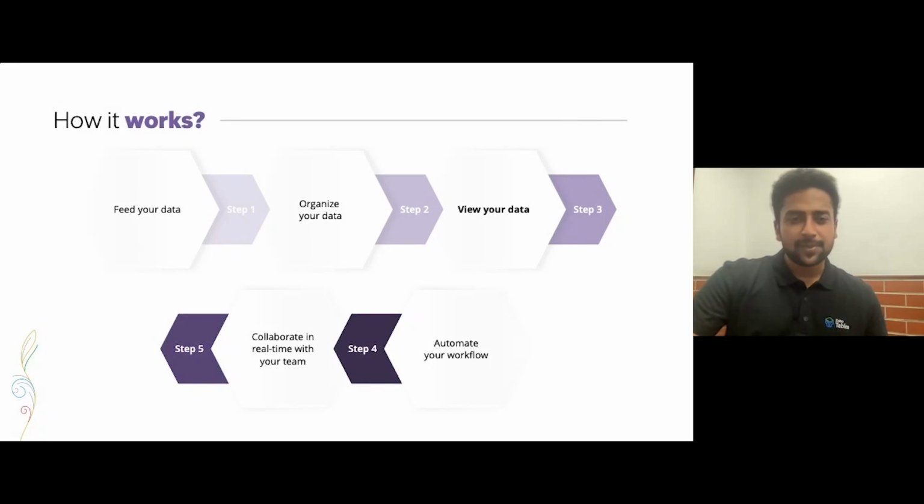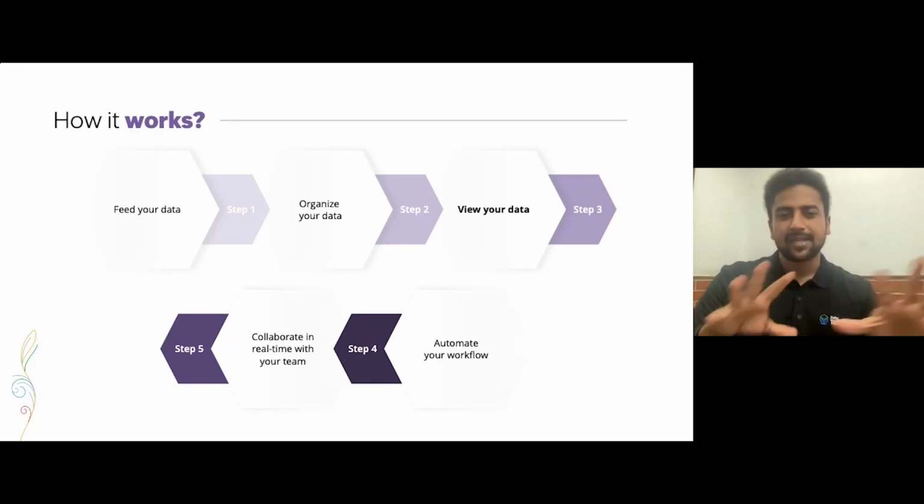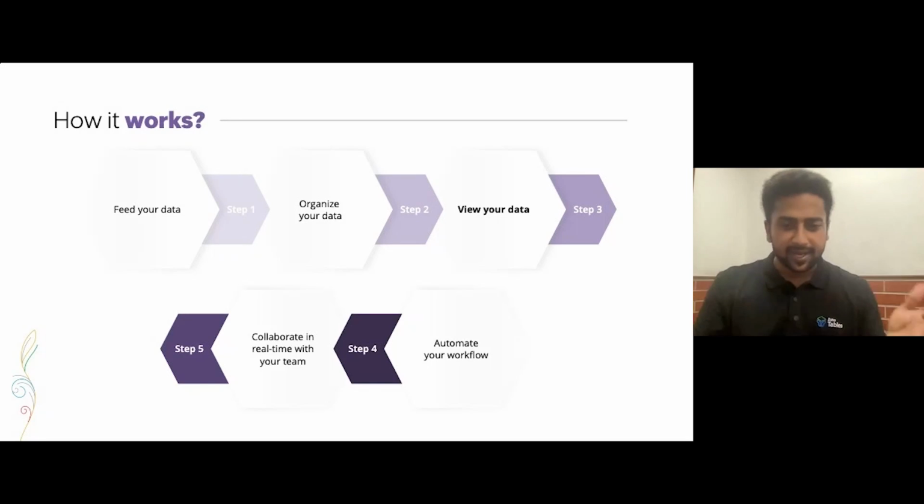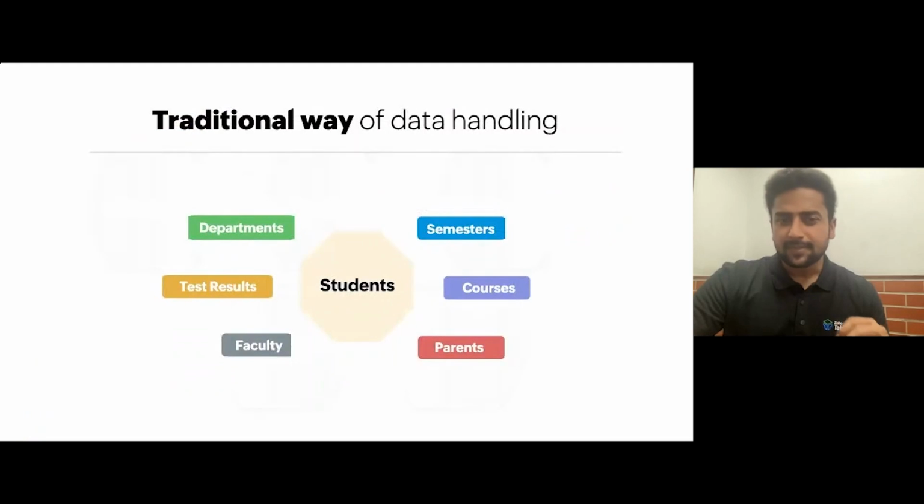How exactly does it work? It's very simple. The first step is you feed in your data. And the second step is once the data is in the system, then you can organize that data between different tables. You can create relationships. And the third thing is you can view your data in different ways. Akila will show you exactly how this looks. I will talk briefly about what exactly are these views meant for. And you can collaborate with your team and you can automate your workflows.